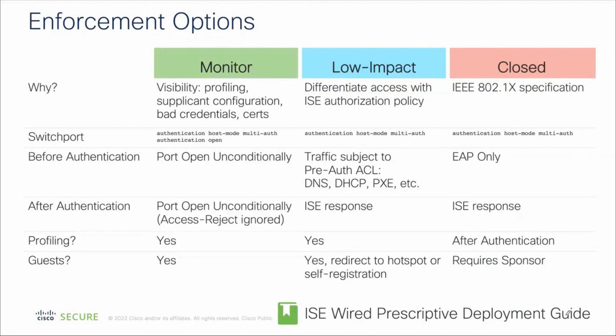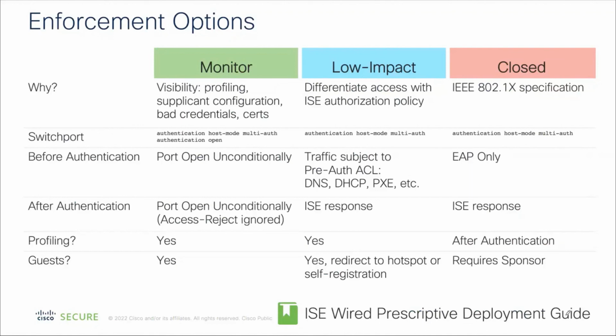And if you see things are working properly, now you can move on to something like low impact mode, and you can start pushing ACLs or VLANs and things like that and seeing how that works. And then closed mode is really for customers that have absolutely high security standards. This is your governments and your financials. They have extremely high security needs, and so they will go with the closed mode option almost every time.